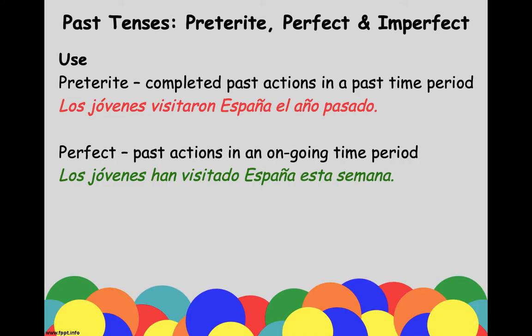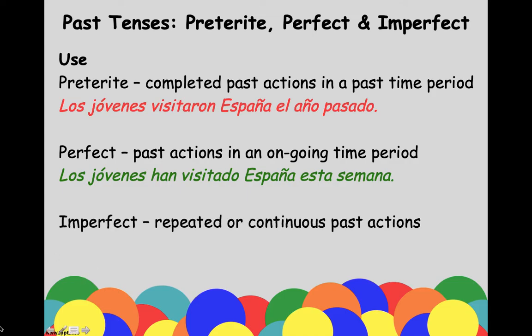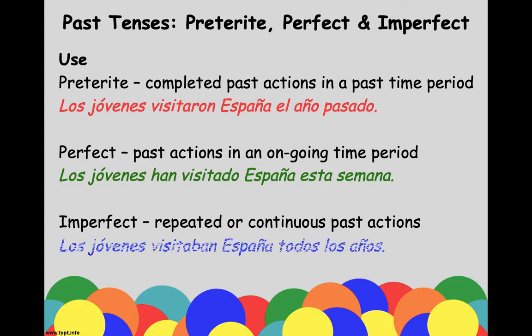And the other example of a past tense is the imperfect tense, which we use more to talk about things that used to happen when you were younger, or a continuous action or something that happened repeatedly in the past. So for example, los jóvenes visitaban España todos los años. The young people used to visit or were visiting Spain every year. So that's a continuous and ongoing thing that always happened every year. But as I said, the preterite is probably the most important one to learn. So this tutorial is only going to look at preterite tense.